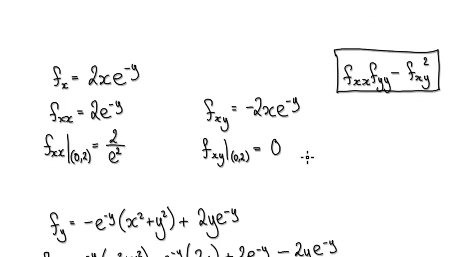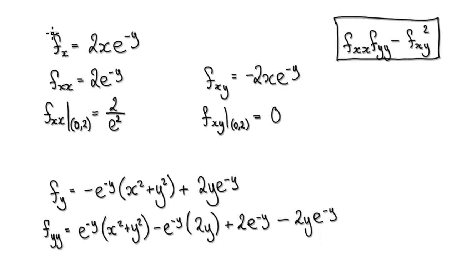We've done fx already. fx was given by this. So if we want fxx, we need to differentiate it again with respect to x. That will then give us this. Now evaluate it at our point. Remember, we're trying to investigate at the point (0, 2). So put this into the x. There is no x, so forget about it. Put this into the y. It then gives us this.